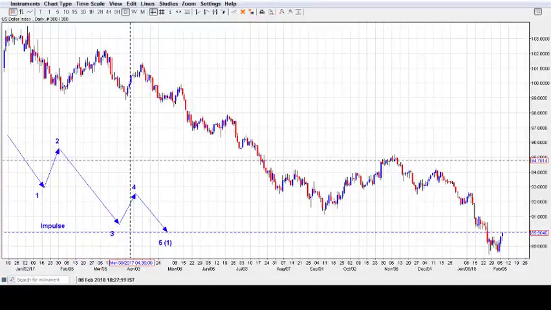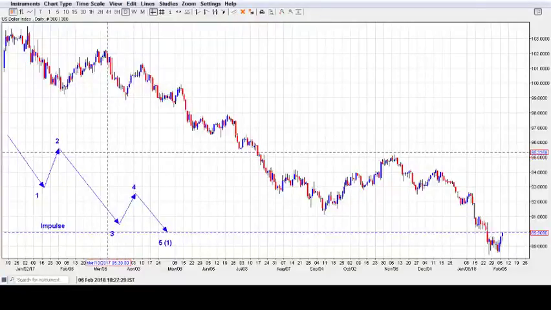Of course, when I say it's going to be an impulse wave, it implies that it is a motive wave as well, because impulse is one of the types of motive wave. Okay.